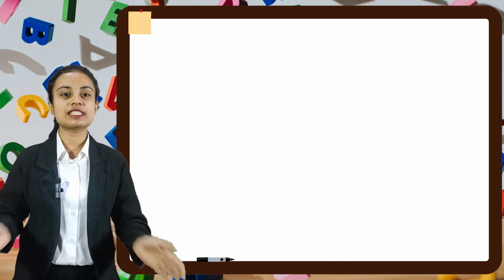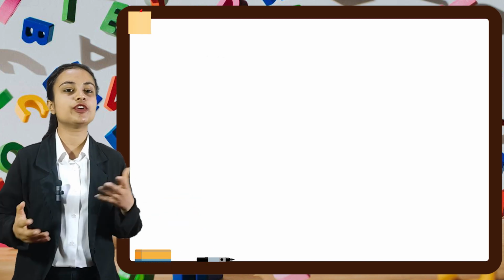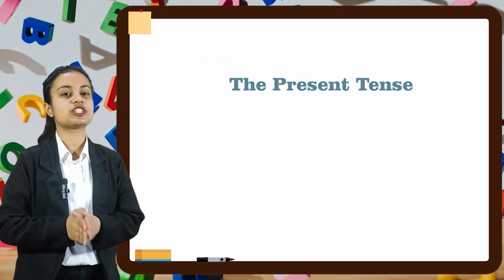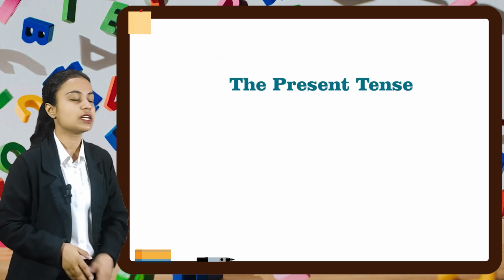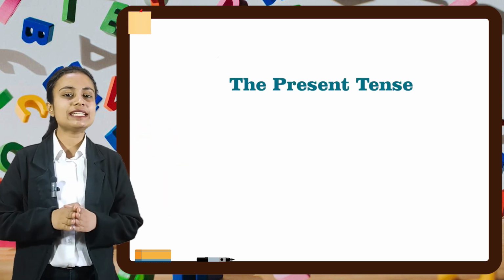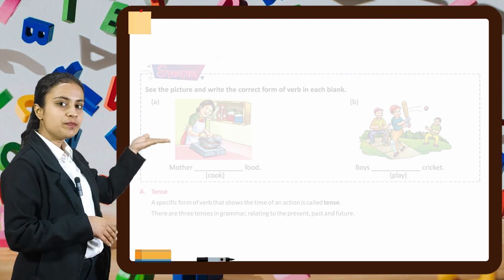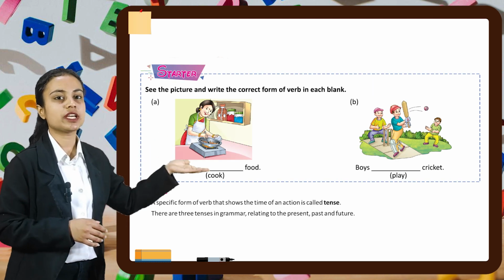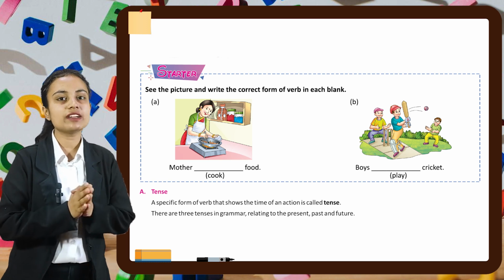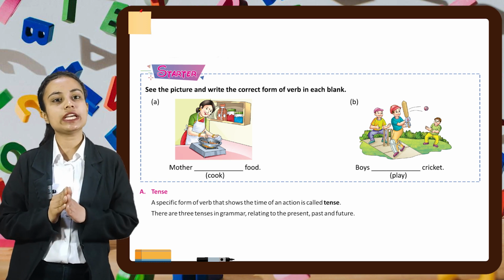Class 8 students, I am back again in front of you all with a new chapter, which is chapter number 8 of your books, the present tense. So let's start the chapter with the starter. Here some pictures have been given. We have to see the picture and write the correct form of verb in each blank.